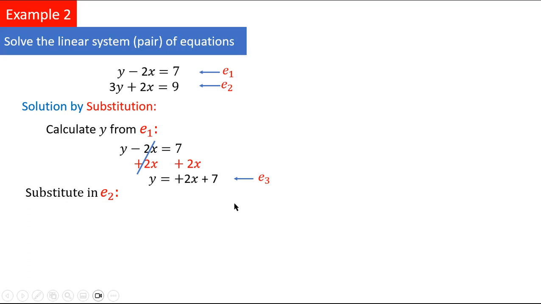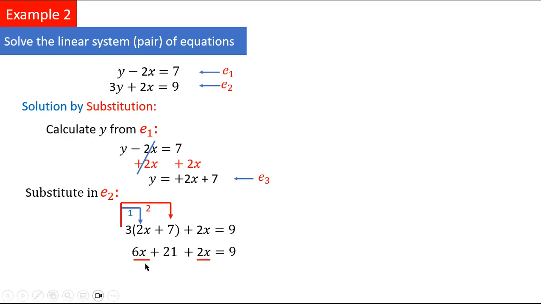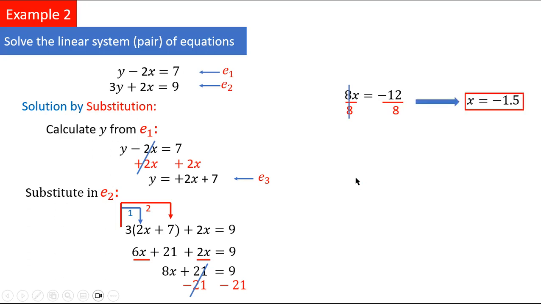Now, if I take this value and substitute it in the second equation, 3 times y, 2x plus 7, plus 2x is equal to 9. Now I have to do the distributive property. I get 6x plus 21 plus 2x. Now combine terms. 8x plus 21 is equal to 9. Subtract 21. 8x is equal to negative 12. Divide by 8. So x is equal to negative 1.5.